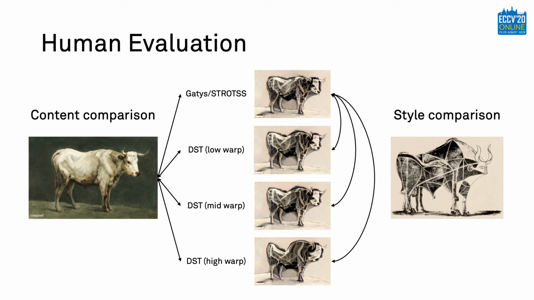Specifically, we compared the output of the base method Gatys or STROTS and 3 DST outputs, each with a different level of deformation. We have 4 content comparisons, one for each style transfer output, and 3 style comparisons, one for each DST output against the base method's output.